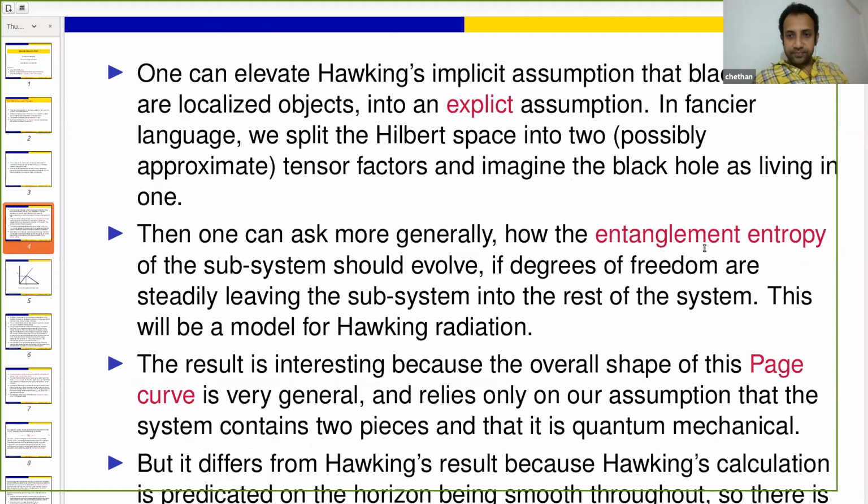Okay. So the question is, how exactly does the entanglement entropy of the subsystem evolve if degrees of freedom are steadily leaving the subsystem into the rest of the system? This will be a model for Hawking radiation. And that's the picture. So in some sense, that's what the Page curve is trying to abstract.